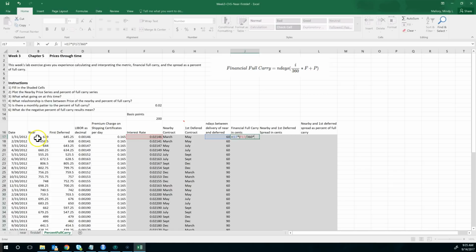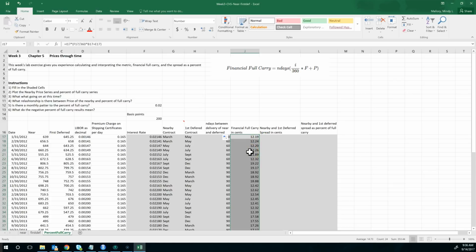Times nearby futures price plus premium charged on shipping certificates per day. Close parenthesis, and we should have it. That looks about right. Financial full carry is 12.19 cents between the nearby and the first deferred.